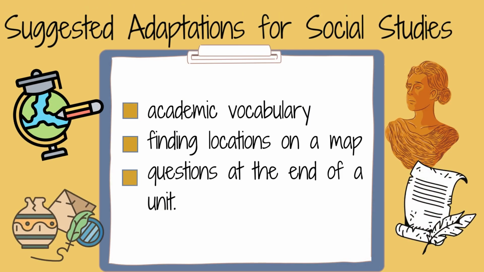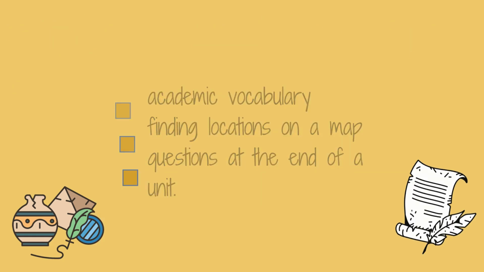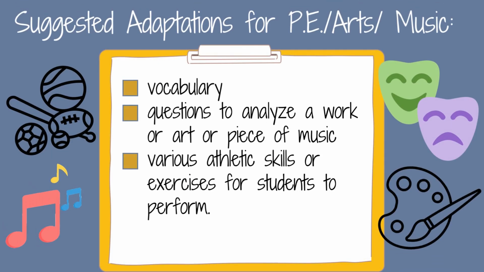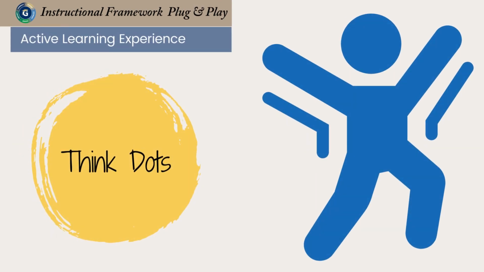Some suggested uses for social studies could include academic vocabulary, finding locations on a map, or questions at the end of a unit. Suggested use for physical education, art, and music could be in vocabulary, questions to analyze a work or a piece of art or music, various athletic skills or exercises for students to demonstrate or perform. Think Dots is an active learning experience that provides students the opportunity to collaborate with a deeper level of conversation, focus, and engagement.